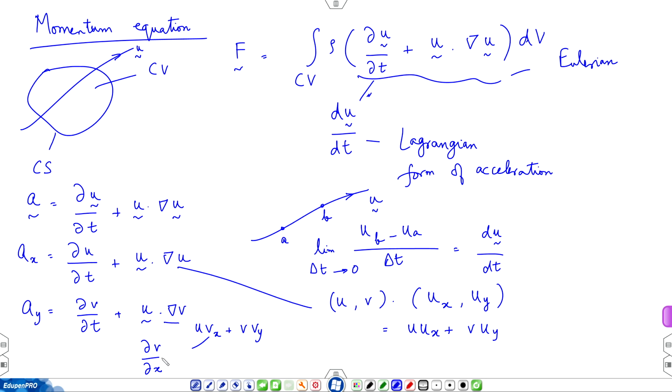So, if the flow field is steady, that is, it is not changing with time, then the time derivatives are 0. That does not mean the fluid is not accelerating. It can still accelerate because of the spatial terms.